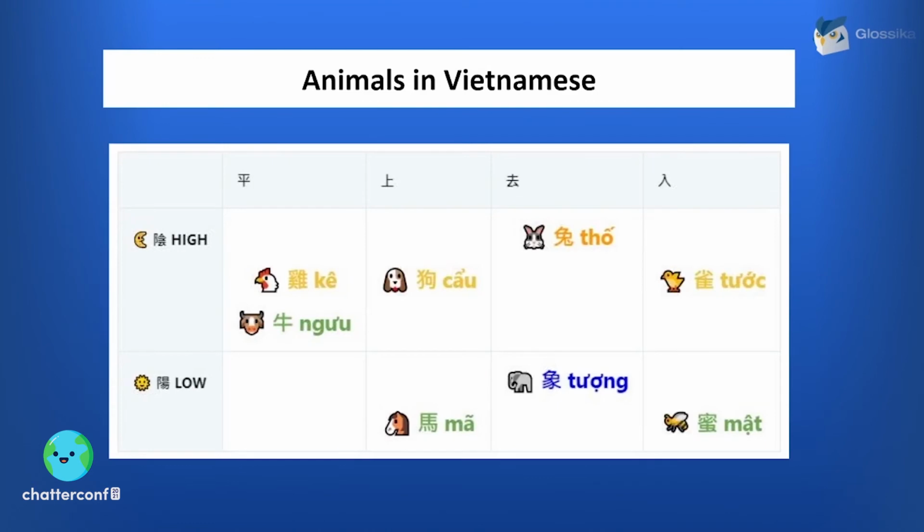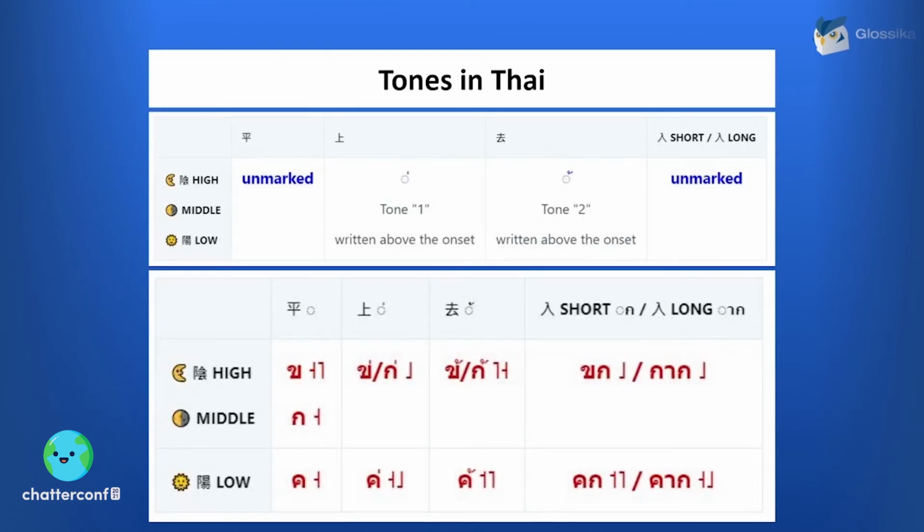Now, animals in Vietnamese, I'll let you guys look at that on your own time because we've got to move along here. So the tones in Thai, basically you have the same 4-tone contrast here. Thai will have the first tone category unmarked. The second tone and third tone categories will have a 1 and a 2 written above the onset consonant. Now, in Thai, you also have tone categories called 3 and 4, but those are only used for foreign words. So those kind of fall outside the realm of this universal tone system.